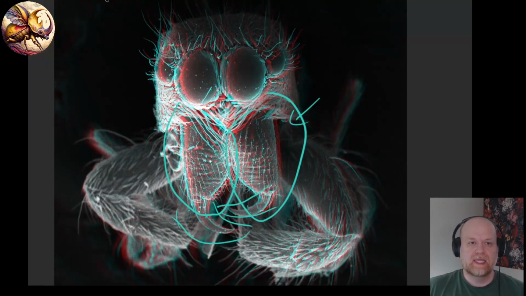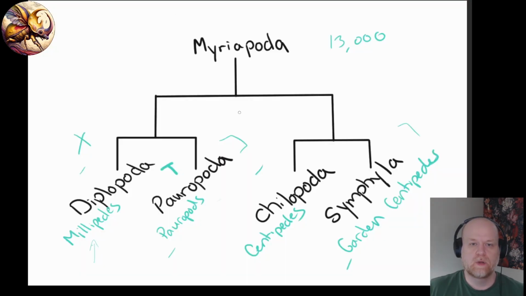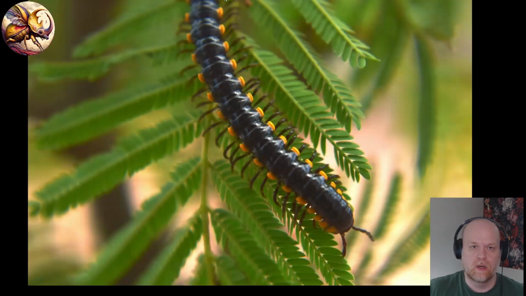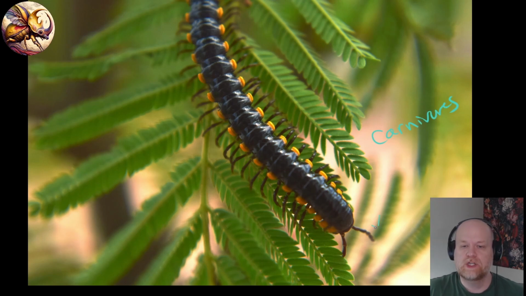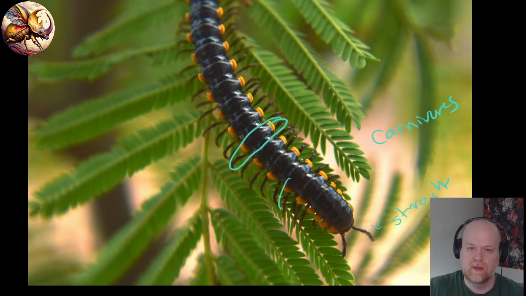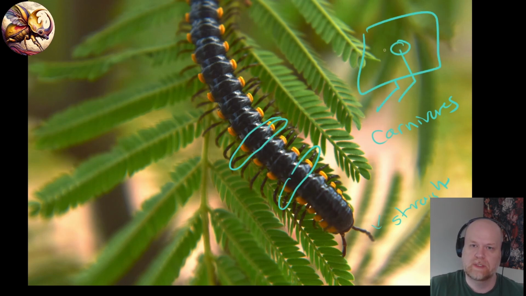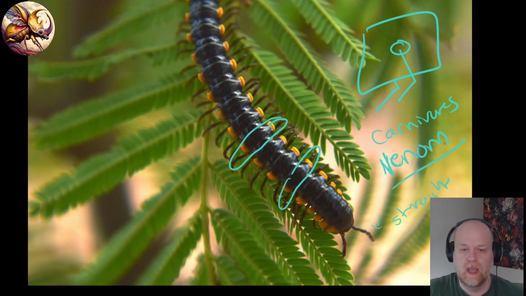If we go to the other branch of the myriapods, we have the centipedes and the garden centipedes. The centipedes are a much larger group than the pauropods. They are generally carnivorous. They will hunt their prey. They generally have kind of straight antennae. They only have 1 pair of legs per segment, as you can kind of see on this. So unlike the millipedes, you have just 1 set of legs per segment. They are all venomous. They have venom, which is how they hunt their prey.